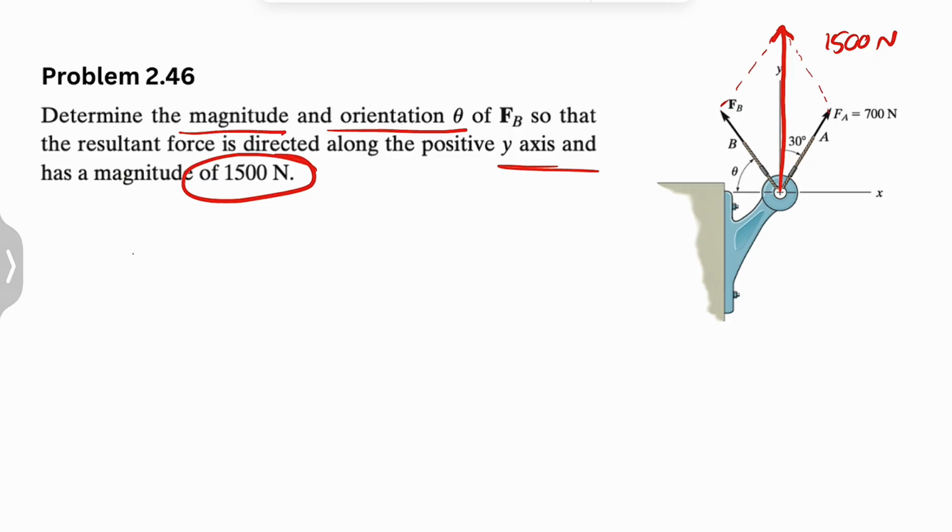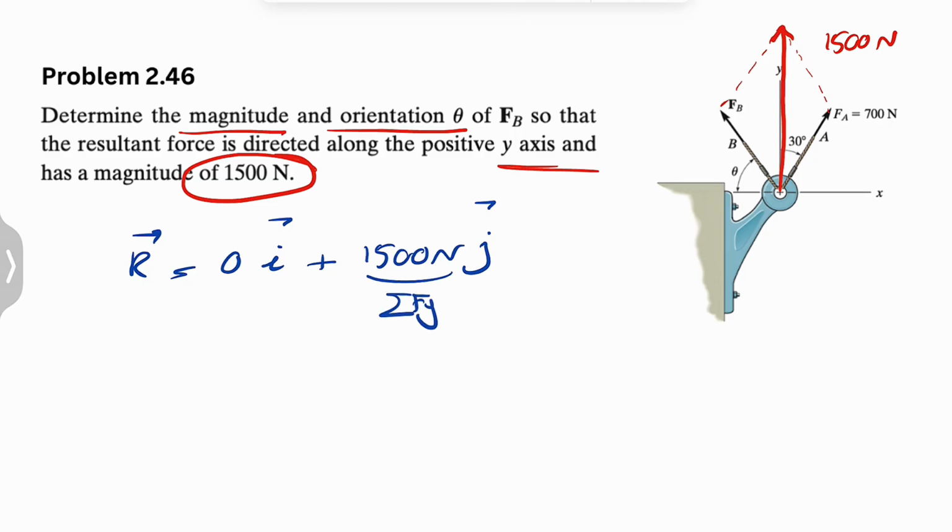First of all, the resultant, if we want to show it as a vector, doesn't have any x component, so 0i plus 1500 newtons j. That means the sum of all forces in y is 1500, and the sum of all forces in x equals 0. What we are missing is Fb and theta, and we have two equations, so we should be able to find the unknowns. Let's start with the sum of Fx equals 0.